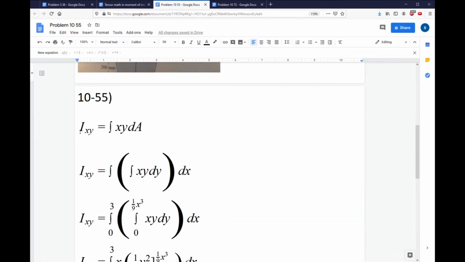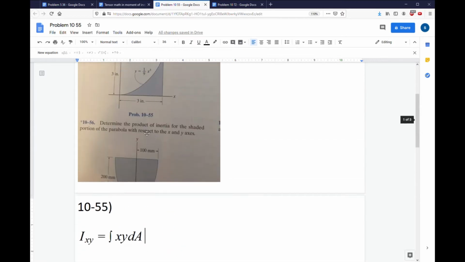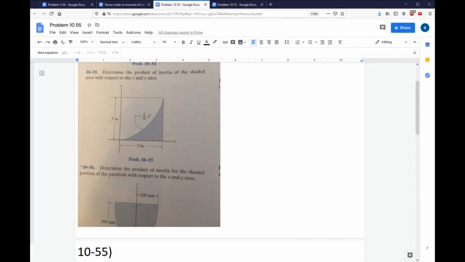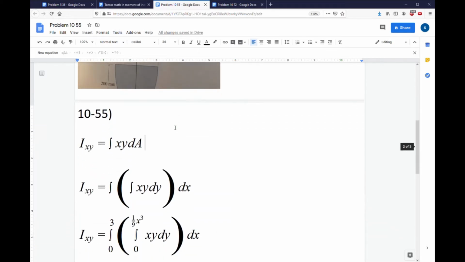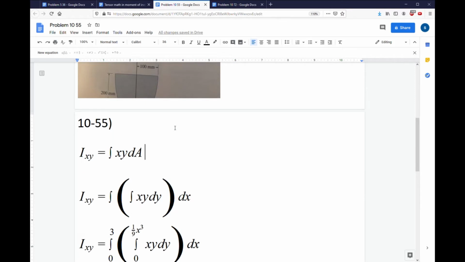So the formula for the product of inertia is Ixy equals the integral of xy dA. Now, when we were calculating Ixx or Iyy, one thing we could do was break this shape up into a bunch of strips that all have the same x value or all have the same y value. Unfortunately, we cannot do that with this. We do have to look at each piece individually, which means that we do need to do an area integral.